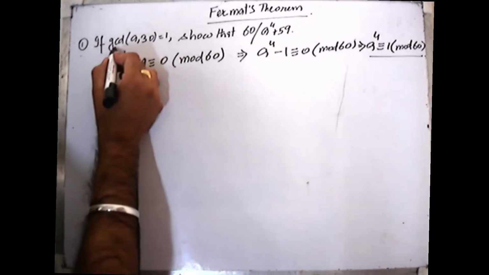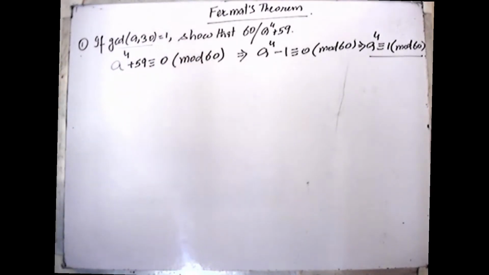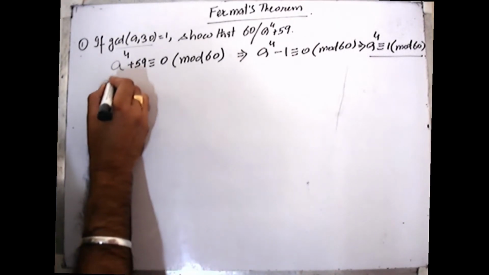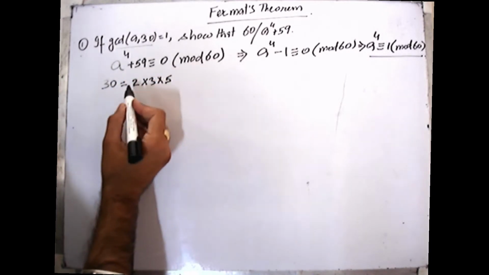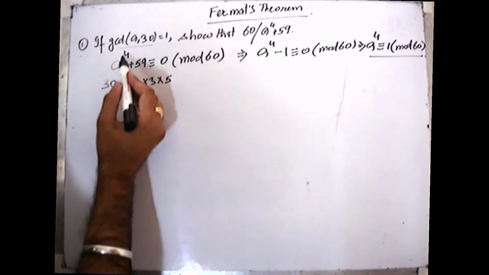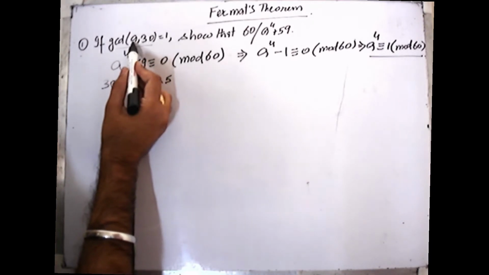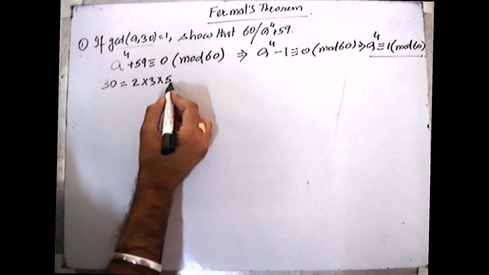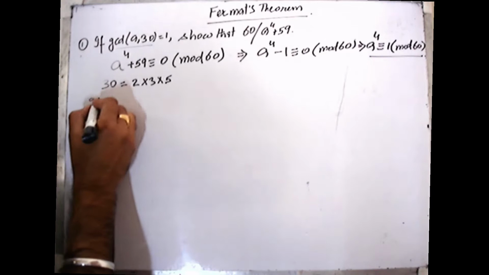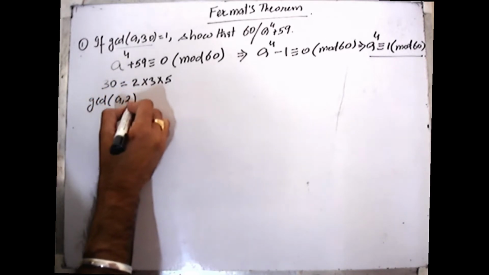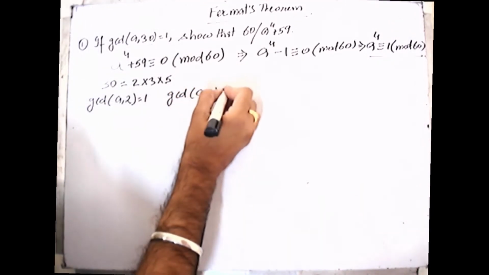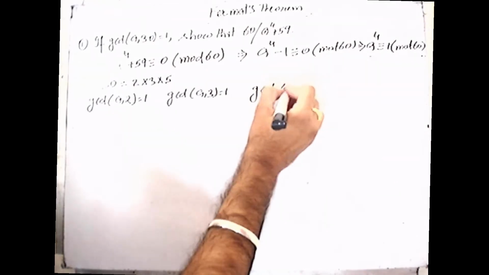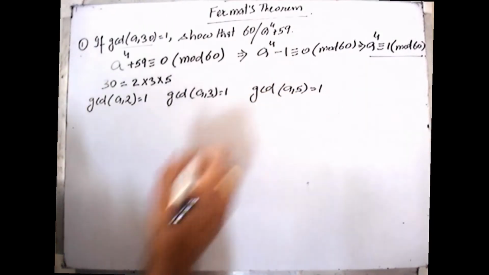Next, we are given that GCD of a and 30 is 1. So from here, very easily we write the prime factorization of 30, that is 2 times 3 times 5, and very easily we can say that if a is relatively prime to 30, it will be relatively prime to its prime factors. That is, GCD of a and 2 is 1, GCD of a and 3 is 1, GCD of a and 5 is 1.